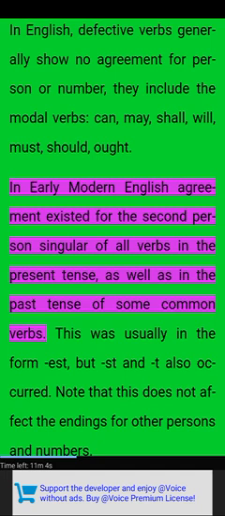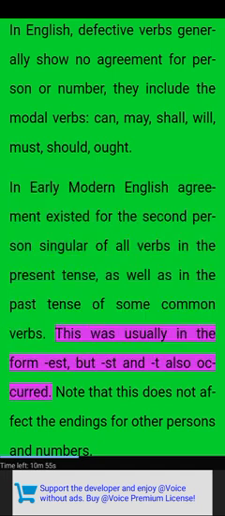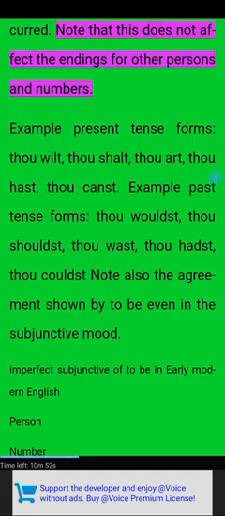In early modern English, agreement existed for the second person singular of all verbs in the present tense, as well as in the past tense of some common verbs. This was usually in the form -est, but -st and -t also occurred. Note that this does not affect the endings for other persons and numbers.